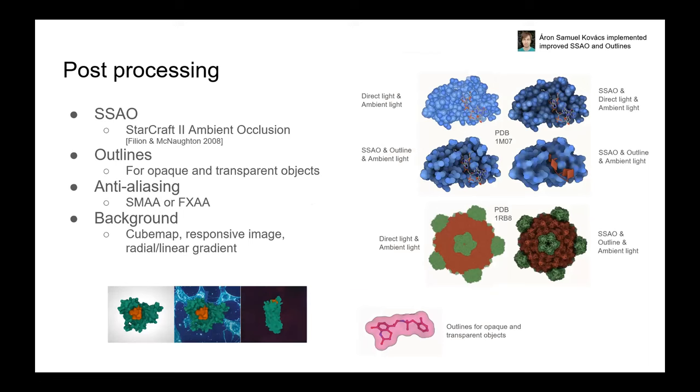And then we do a bunch of post-processing. Especially the ambient occlusion is super helpful to look at the structures on the right. You see how much more depth you can perceive in smaller structures, like in the top example. Especially for larger structures, like the virus here in green and orange, you don't really see what's going on on the left, but with some ambient occlusion, you see much more of the structure. We have some outlines as well, including for transparent objects, for which we do an extra depth pass. And then some backgrounds, to put your structures into context.